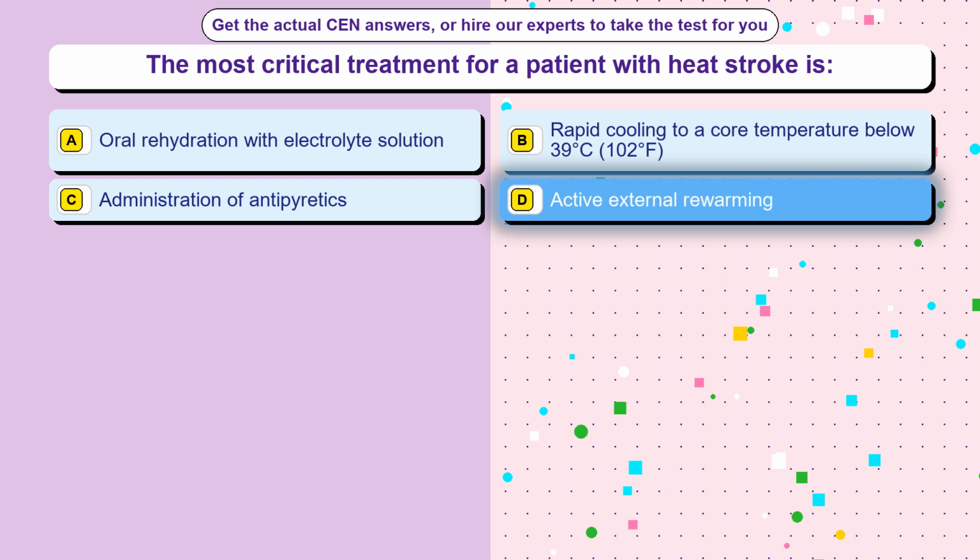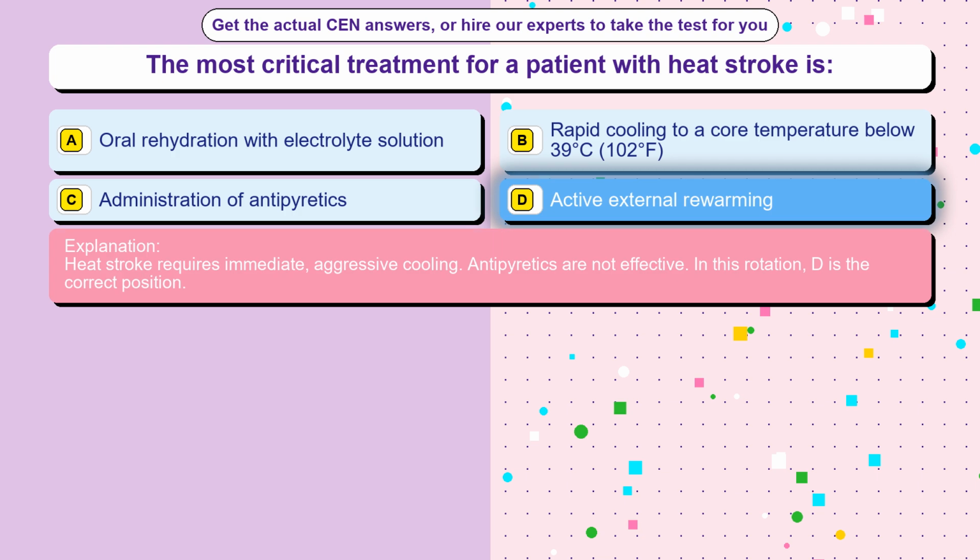The correct answer is option D, active external rewarming. Heat stroke requires immediate, aggressive cooling. Antipyretics are not effective. In this rotation, D is the correct position.